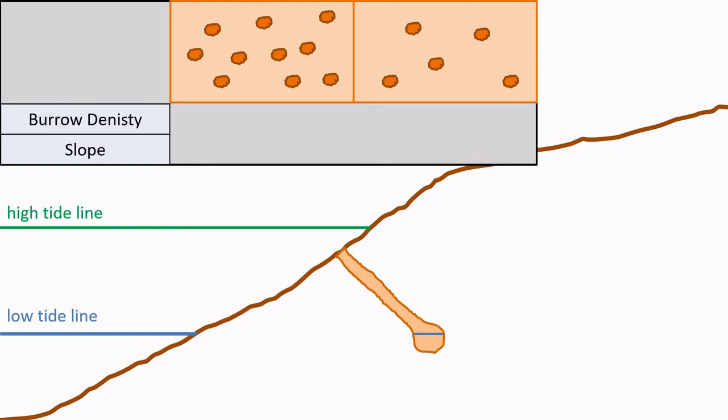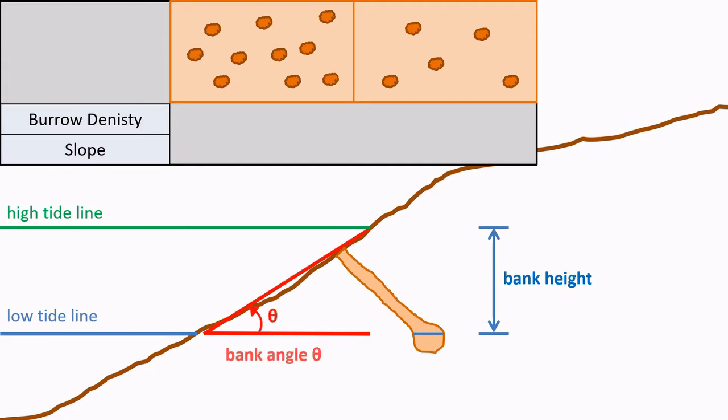The green line represents the high tide line, and the blue line represents the low tide line. Bank height means the vertical distance between high and low tide lines. Here, theta is the bank angle.